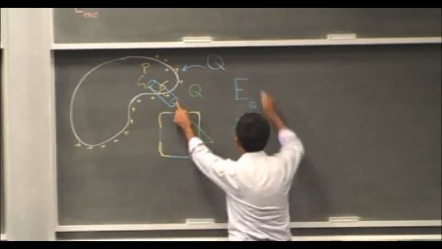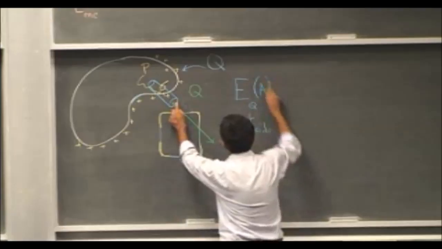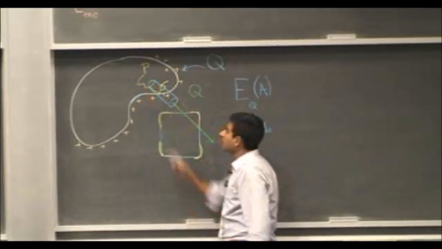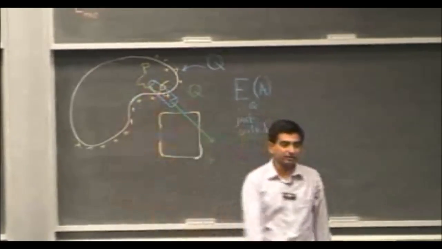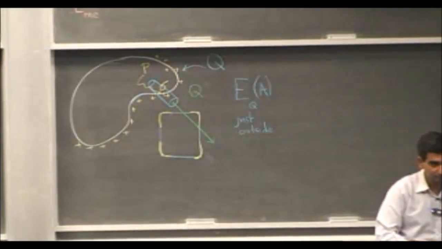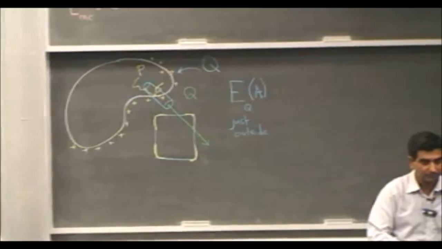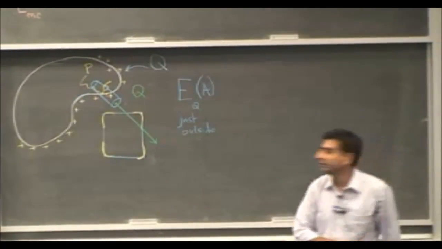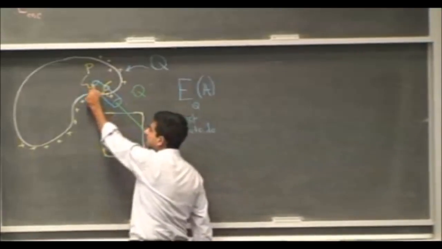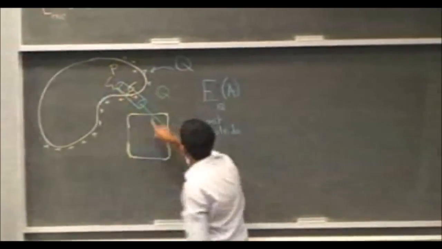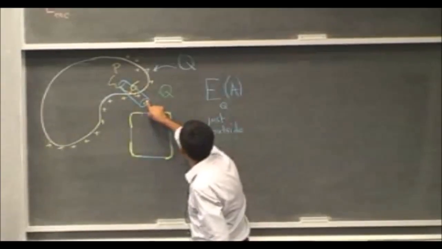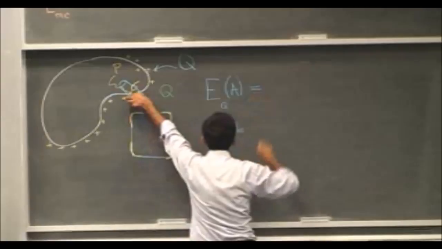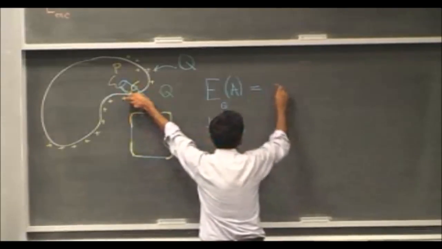if this area is A, the flux through the curved surface is 0, the flux through this surface is 0. Why is the flux through this surface 0? You tell me. There is no electric field inside the conductor, right? There is no electric field here, so there is no flux piercing this surface. So the only flux that pierces is through this surface. Suppose its area is A. So E_Q times A equals the charge density here, sigma times A.